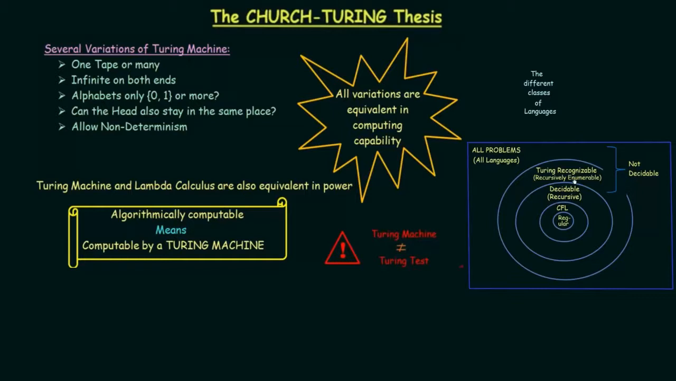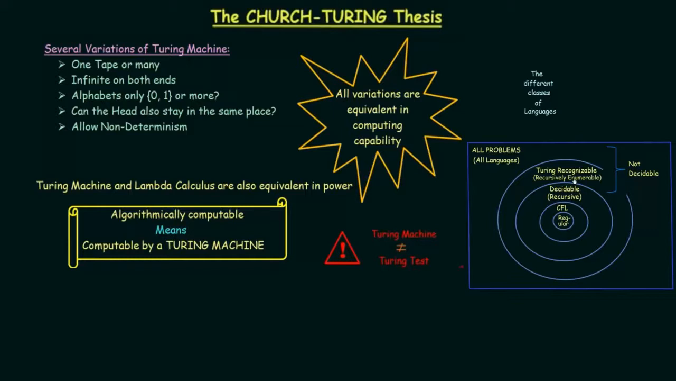But Alan Turing, after the invention of the Turing machine, said that if anything is accepted by the Turing machine, that means it is computable. Okay, so after this came the Church-Turing thesis, which says that Turing machine and lambda calculus are equivalent in power, but in general terms we always have been using the Turing machine.